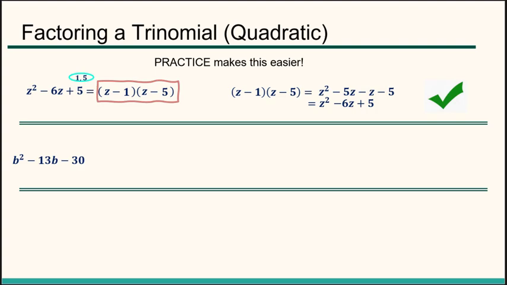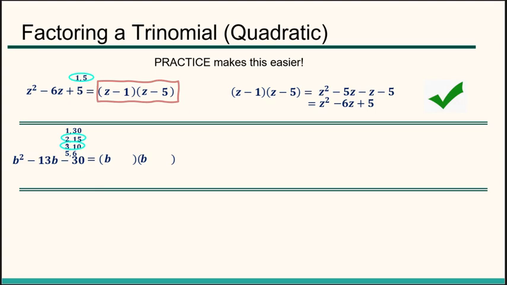b squared minus 13b minus 30. Oh, need parentheses. Now we need some factors of 30. 1 and 30. 2 and 15. 3 and 10. Is that it? Yeah, I think that's it. Nope, 5 and 6. Who can make a 13? Well, I got a couple of choices that could make a 13. Those two could each make a 13, but what I have to do is look at my signs.